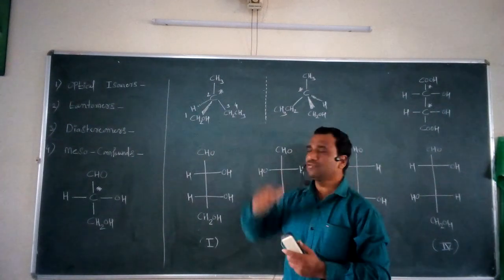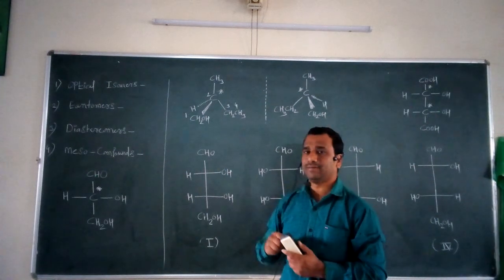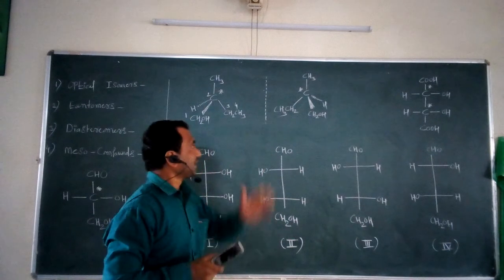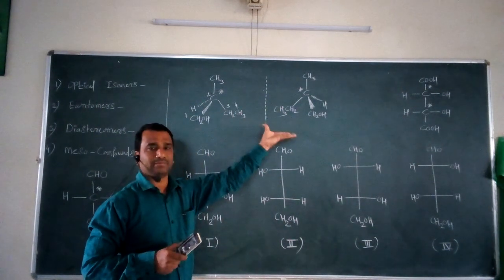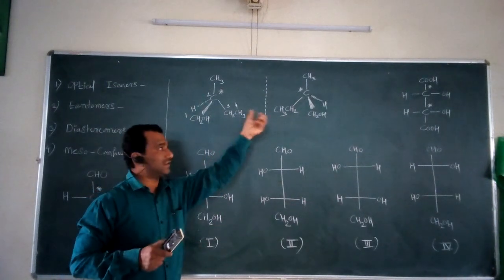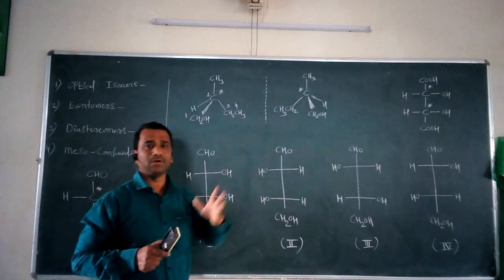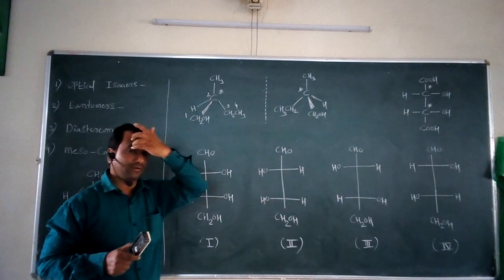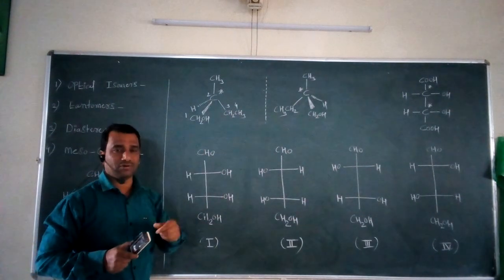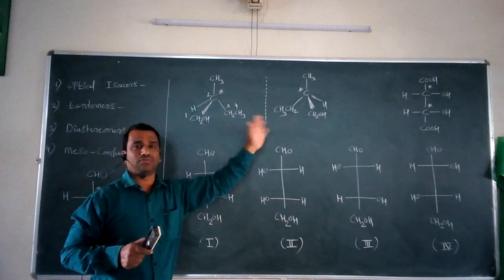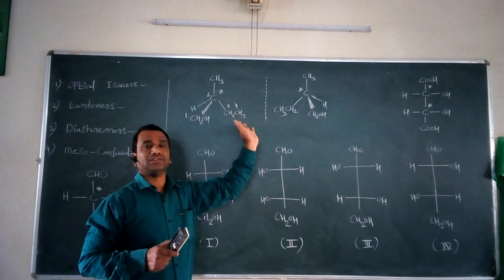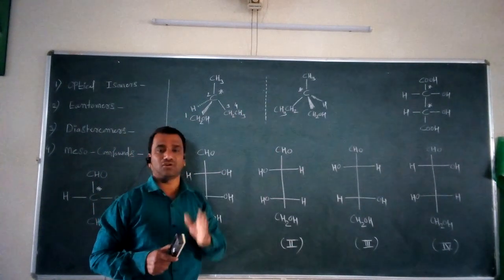Now whenever we take the mirror image of this type of compound, this second image is called the mirror image of this compound. If we look at these two different forms of the same compound, one is the object and the second is called its mirror image. If we look carefully, these two forms of 2-methyl 1-butanol are called non-superimposable mirror images of each other.